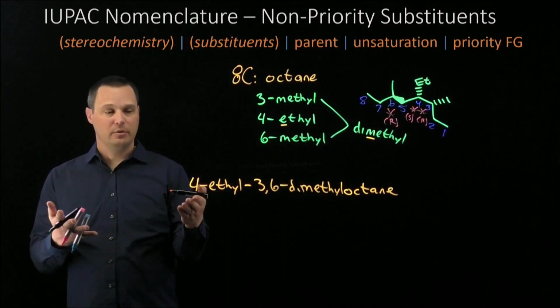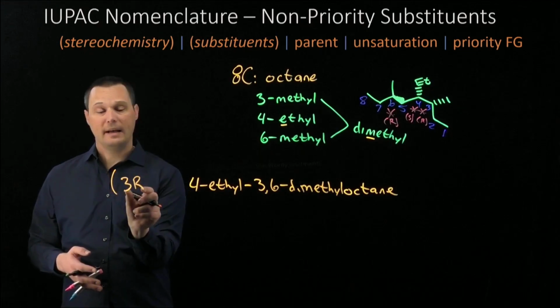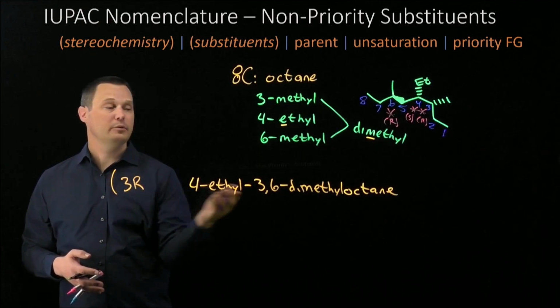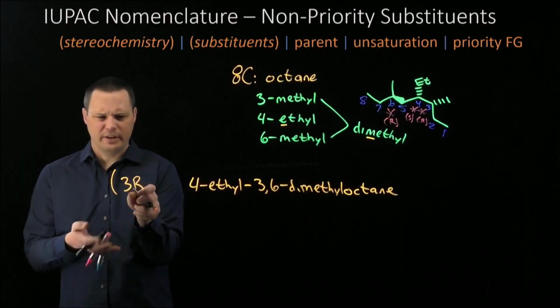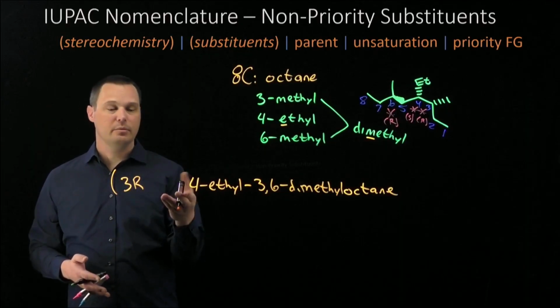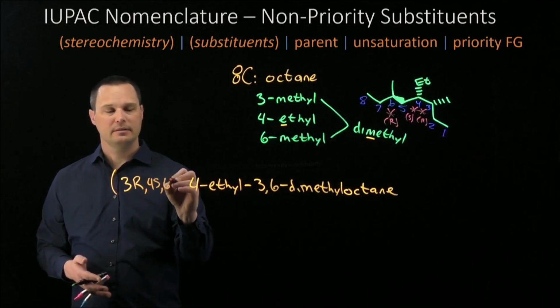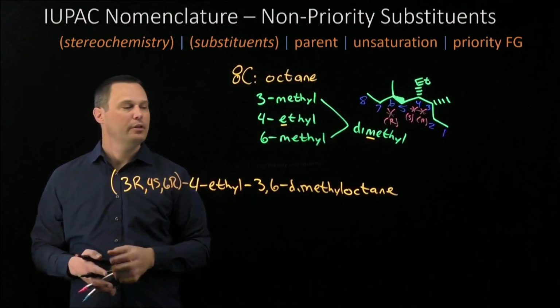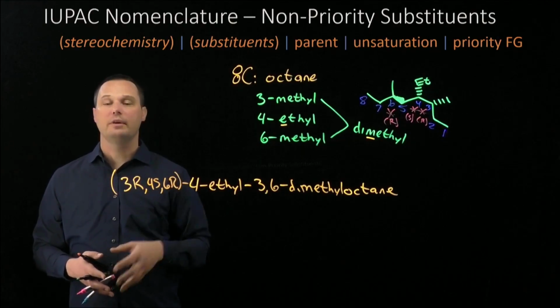To add the stereochemical information for this molecule, we would start with 3R. We do not combine similar stereochemical labels the same way we do with substituents. We would not try and combine this as 3,6-di-R or anything like that. We simply march through the molecule in numerical order. 3R, 4S, 6R, 4-ethyl, 3,6-dimethyl octane, being sure to separate the letters from numbers with the hyphen.